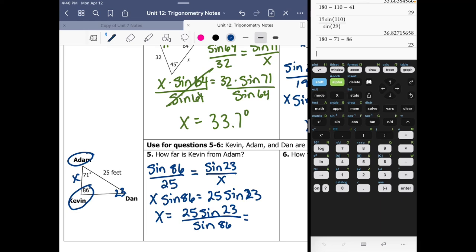So 25 sine of 23 over sine of 86. The thing you have to remember is you have to get the ratio set up correctly before you start, and then it's just cross multiplying and dividing. And if you do the cross multiplying and set up the dividing and put it in as a fraction, then you only have to type in one thing, and so that's really great.